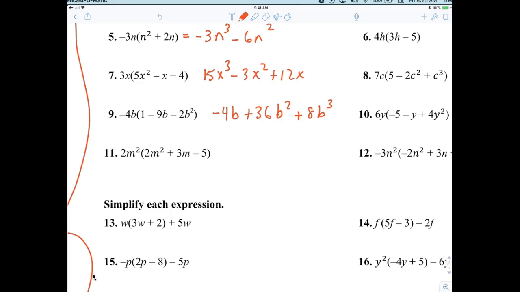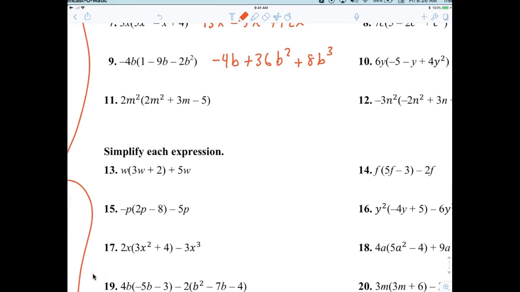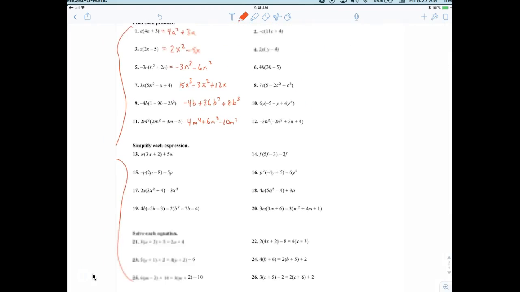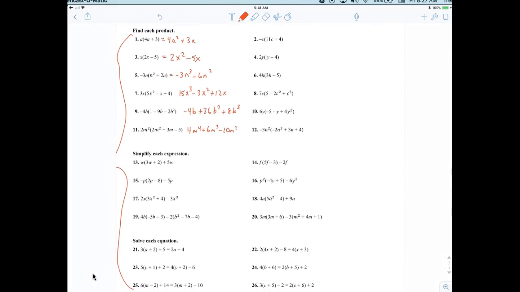Connor, how you doing? Connor? All right, here we go. Number 11, 4m to the 4th plus 6m cubed minus 10m squared. Anybody have any issues? Everybody agree? Simple, simple. Multiply numbers, add exponents. All right, does anybody have any questions with 2 through 12?